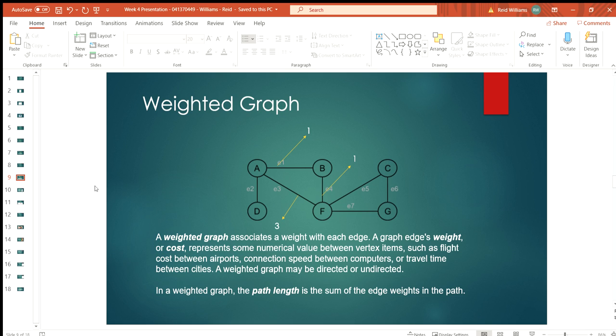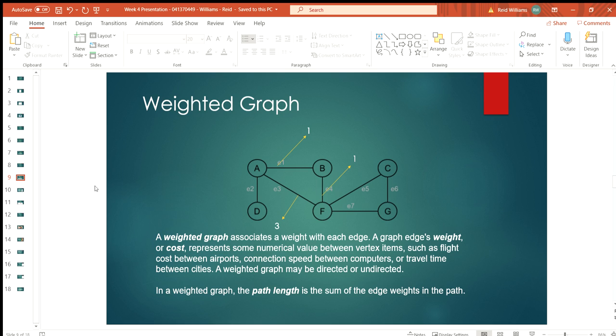But a weighted graph, as you can see here, we're kind of going back to that A to C example, or A to F example, we'll say, to make it easier for this. The definition of a weighted graph is a graph that associates a weight with each edge. A graph's edge weight, or cost, represents some numerical value between vertex items, such as flight costs between airports, connection speeds for your computer, travel time, and they can be directed or undirected, which isn't super clear yet since we haven't talked about what that means.